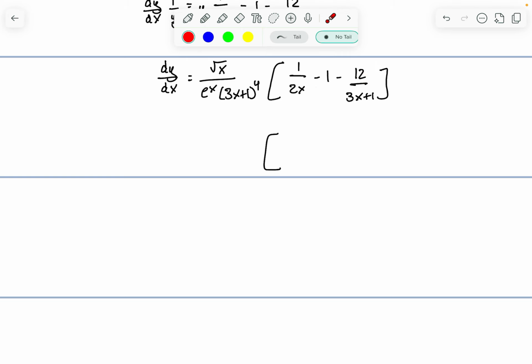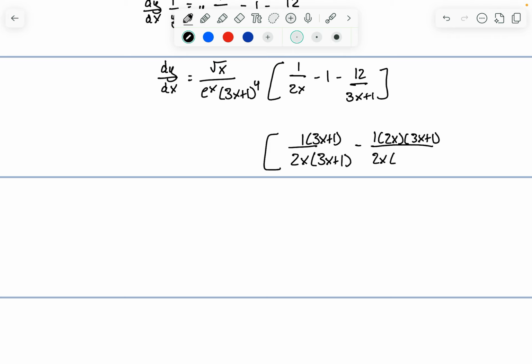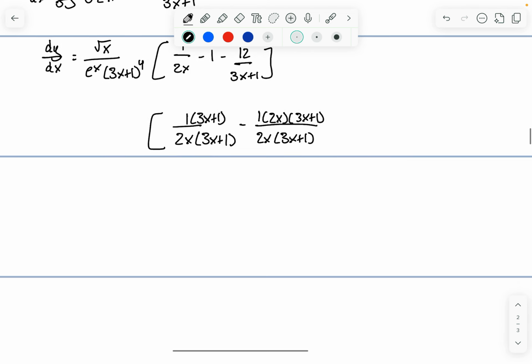So it's going to be 1 over 2x. The 1 gets multiplied by 3x plus 1. This also gets multiplied by 3x plus 1. And then the minus 1 gets multiplied by everything. And then we put the same thing down here. And then the 12 and the 3x plus 1 only get multiplied by the 2x.